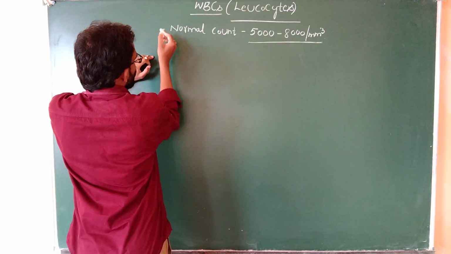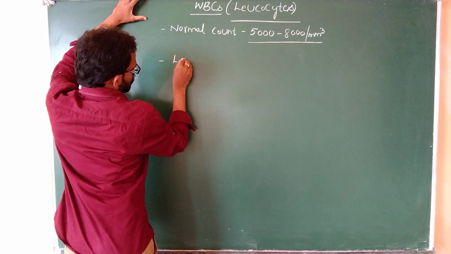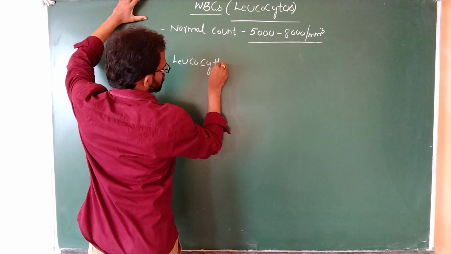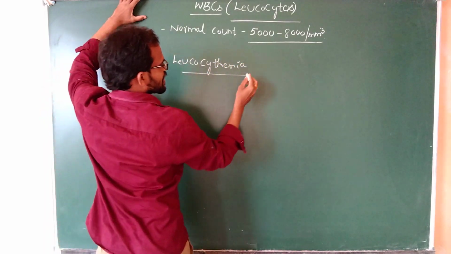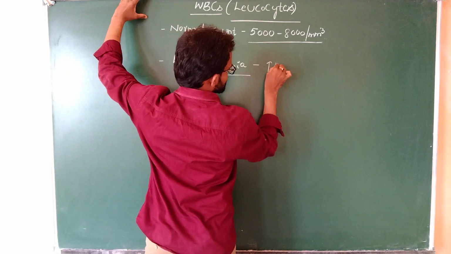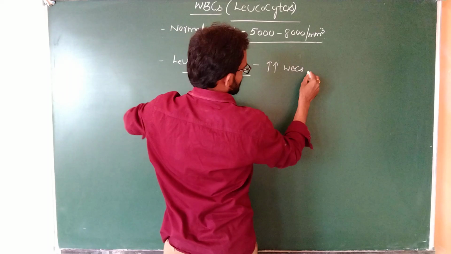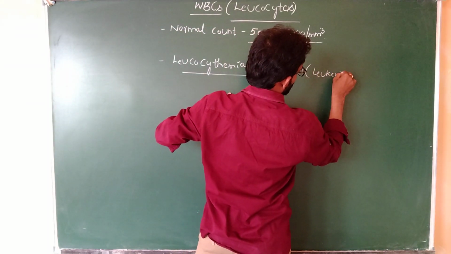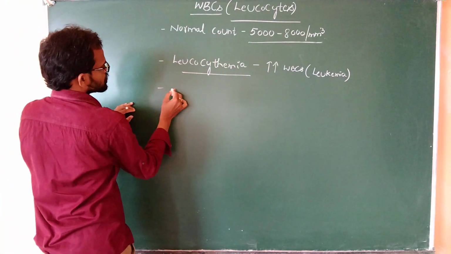For example, if the leukocyte count increases in our blood, it is called leukocytemia. Increasing white blood cells can indicate leukemia.